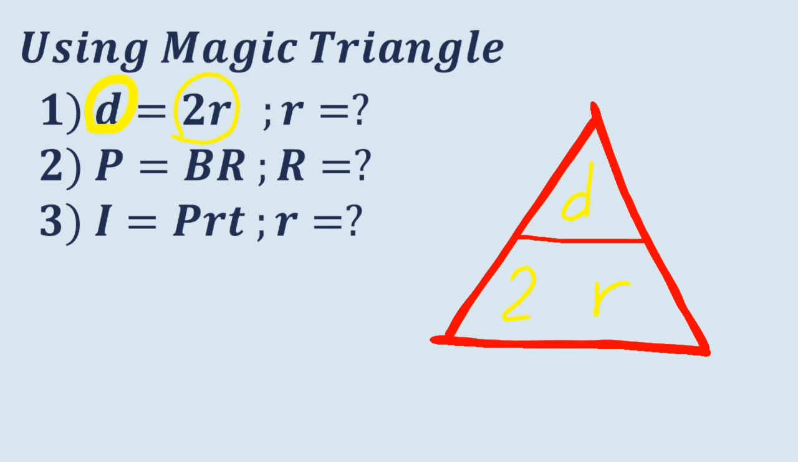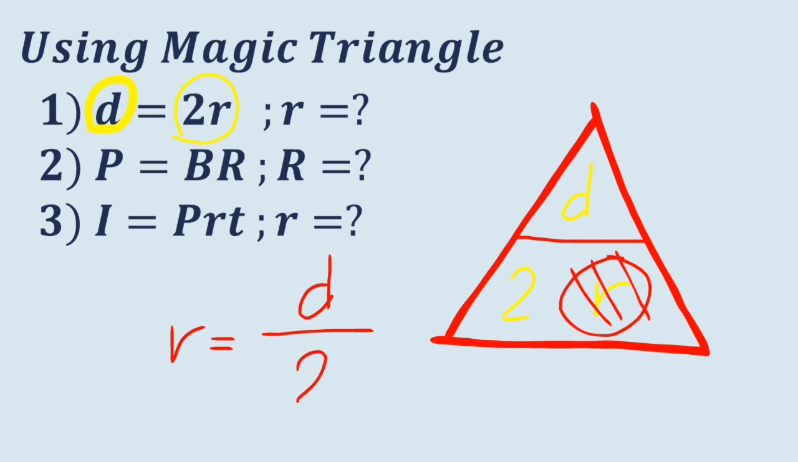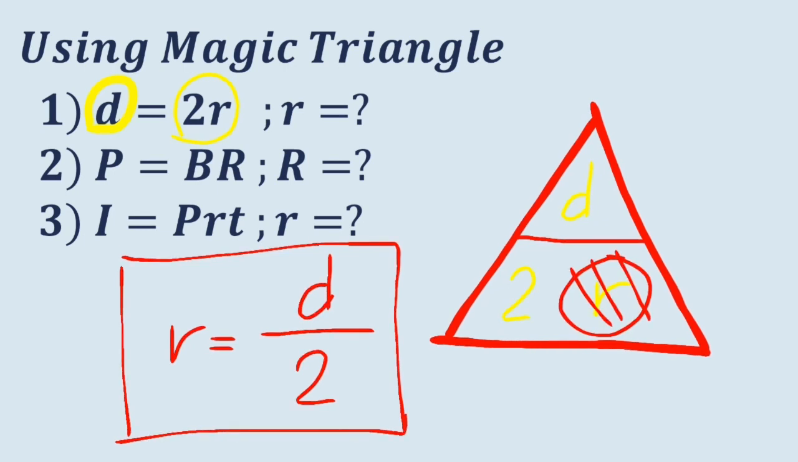Now, what if we are asked to solve what is R? What will be the formula? So, in using the magic triangle, you simply have to cover this R here. We have to cover it by our hands. If we cover it, we are looking for R, then you're left with D on the upper portion and 2 on the lower part. So, this will be our literal equation, our formula for R, using the magic triangle.